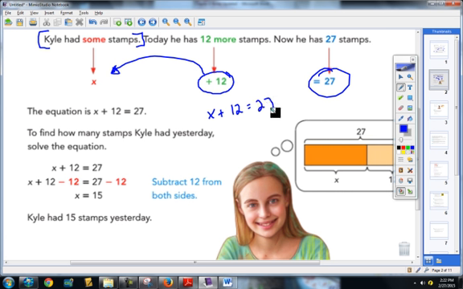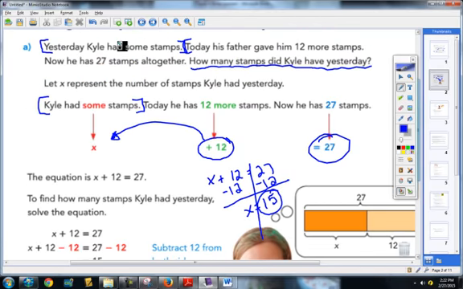Remember, we would go like this, and then we would draw a line separating the left and the right side of the equal sign. Then we ask ourselves, what is happening to the variable? Well, 12 is being added to it, so we need to undo that by subtracting 12. And we find out that x equals 15, which makes perfect sense, because if you said Kyle had 15 stamps and his dad gave him 12 more, wouldn't he have 27 total? So that's how we checked ourselves on that.